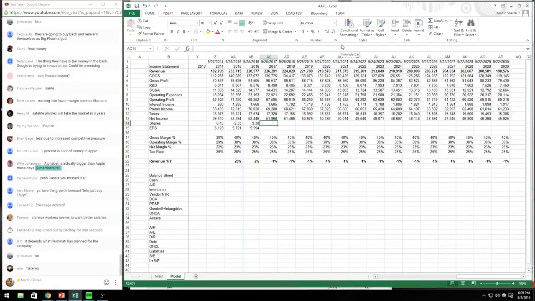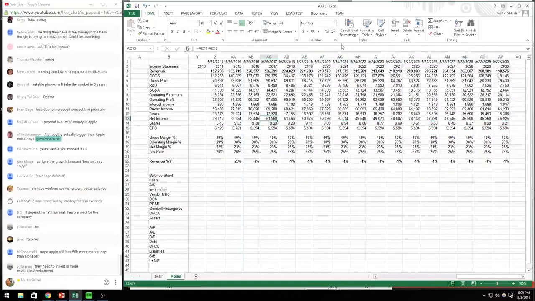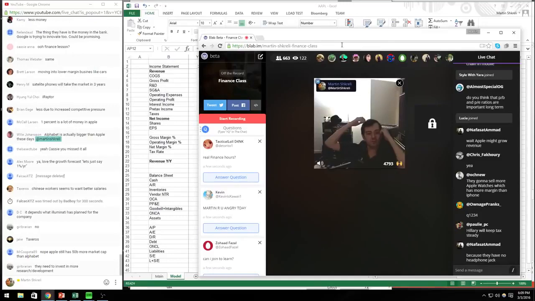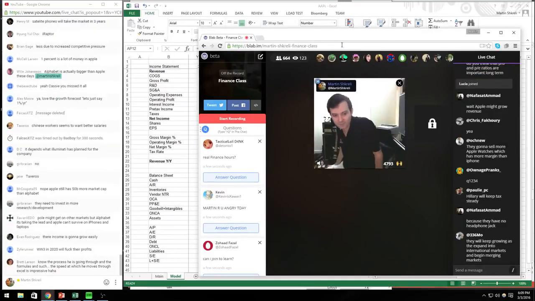So now we've got a long-term forecast for Apple that goes out to 2030. So what do we do with this forecast? Who gets a gold star in class? How do we take this forecast and make it useful?